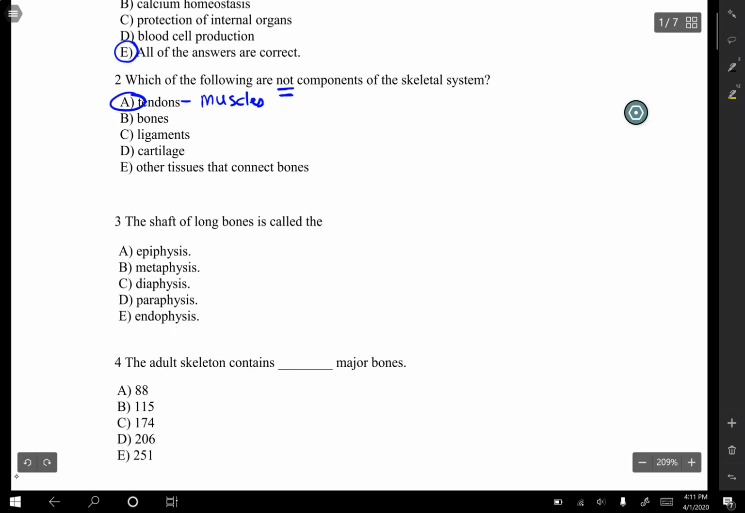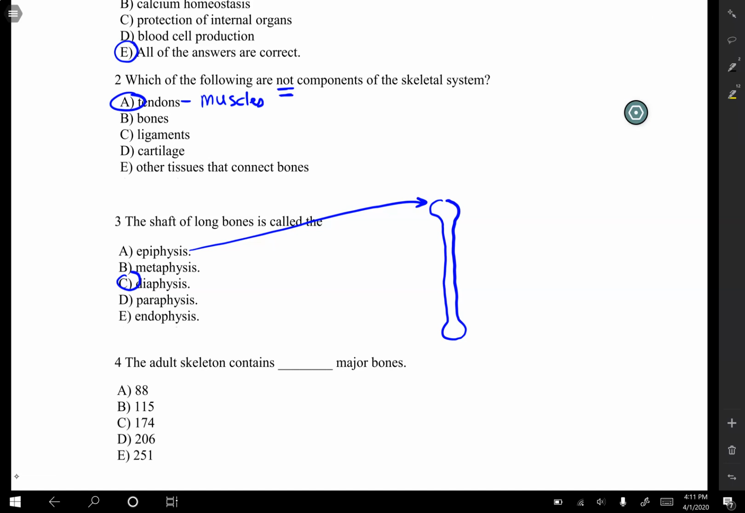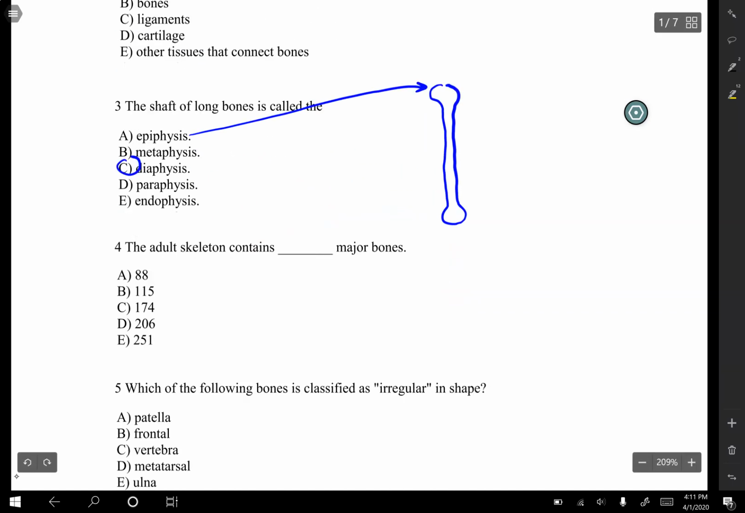The shaft, so you had the nubby little end and then the long skinny part. The shaft is called the diaphysis. The nubby end is called the epiphysis. An adult skeleton, if you added up the two numbers I gave you, the 126 and the 80, you should have come up with 206.